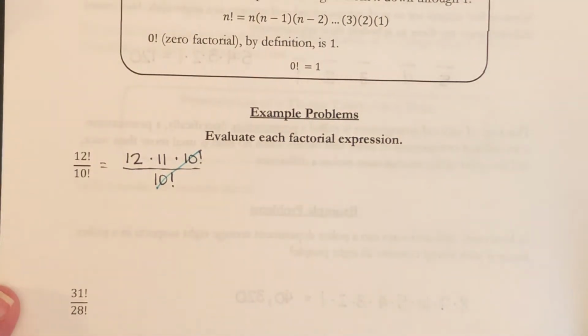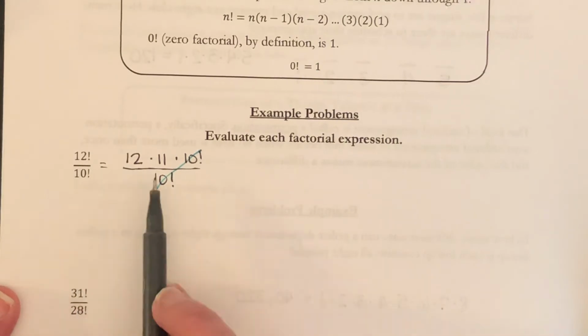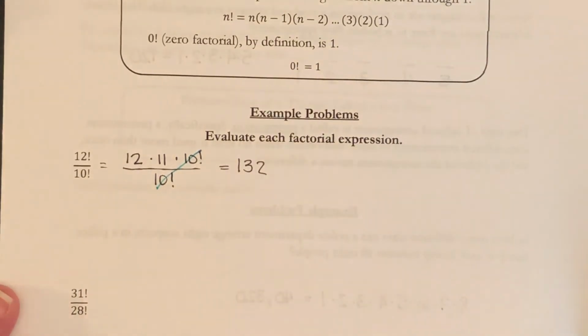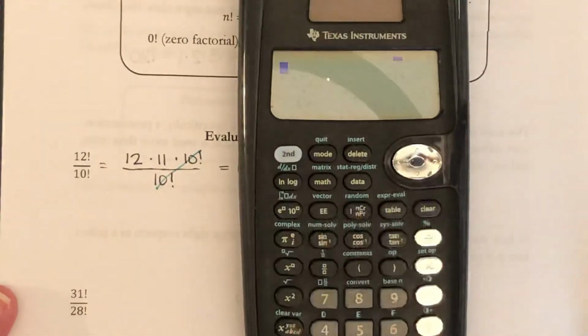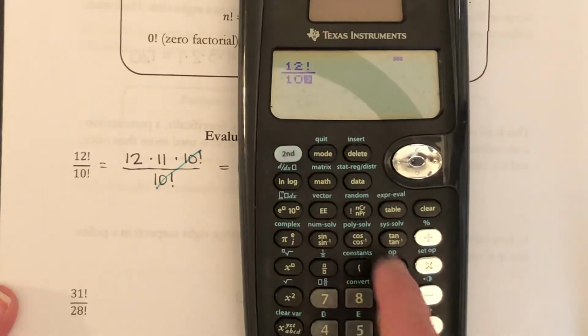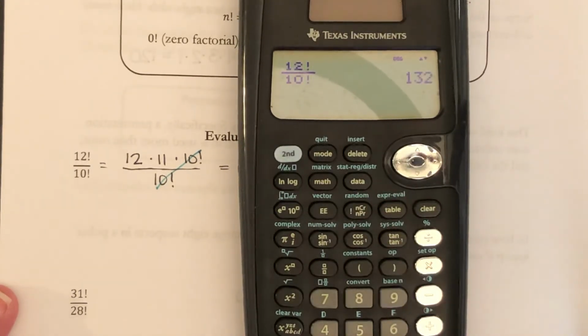So what I have here is 12 times 11, which is 132. Now, if you want to enter this into your calculator, 12 factorial over 10 factorial does give me 132.